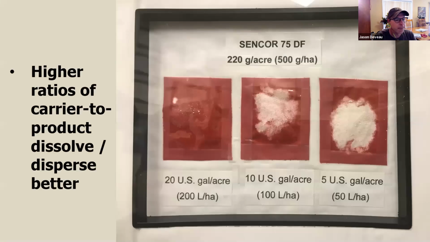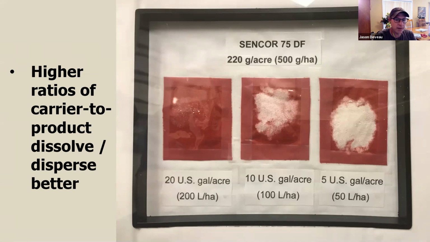Here's a good example. It's funny in extension how you find pieces of junk and garbage, and you buy things that, if anyone ever looked at what I bought through the year, they'd have no idea what I do for a living. Here I bought a frame from Walmart and a red t-shirt, and Mike and I mixed Sencor, which is a granular, at 220 grams per acre, or for 500 gallons per hectare.